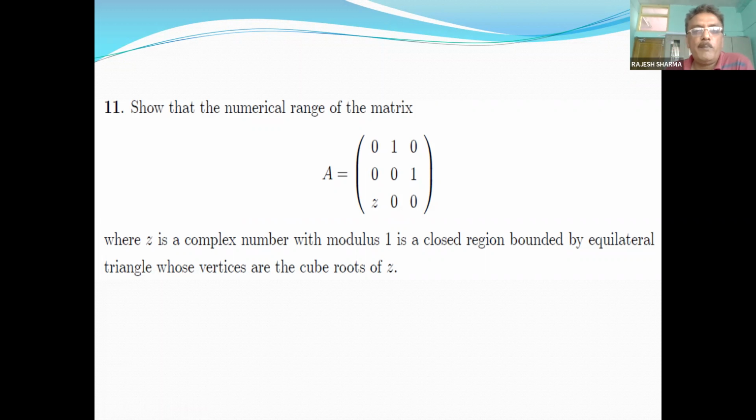So in this case, this previous result does not hold good. Yes, show that the numerical range of this matrix, where Z is a complex number with modulus 1, is a closed region bounded by an equilateral triangle whose vertices are the cube roots of Z. Yes, participants, anyone want to comment?